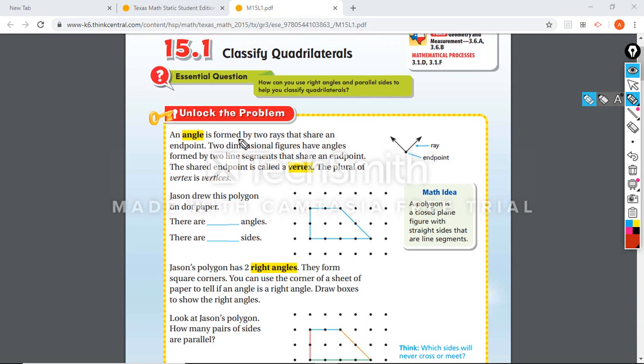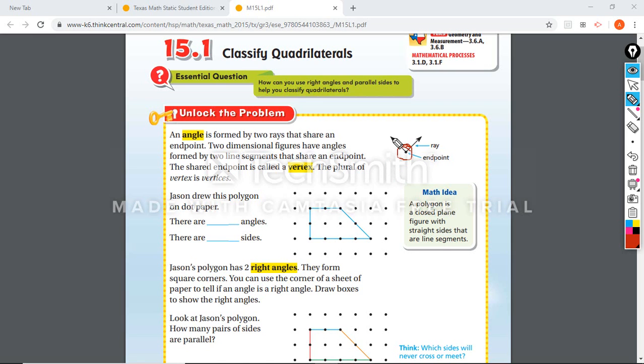An angle is formed by two rays that share an endpoint. Here are the two rays, and here's the endpoint. This endpoint is called a vertex. But when there's more than one, they're called vertices. This is the way you spell it. Two-dimensional figures have angles formed by two line segments that share an endpoint. Okay, so the two line segments that share an endpoint. Here's your angle. Here are our two line segments. This is the endpoint. This is the angle here. The shared endpoint is called a vertex. So this is called a vertex.